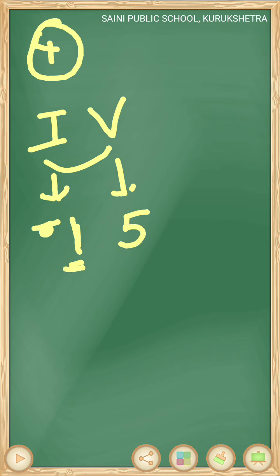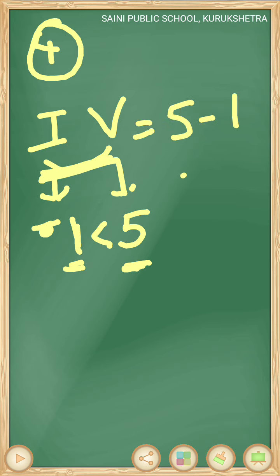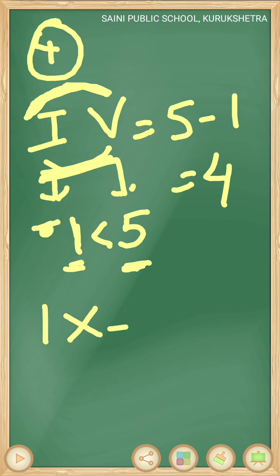1 is less than 5 and it is on the left side of 5, so its value will be subtracted. So it will become 5 minus 1 is equal to 4. So if I am writing a smaller Roman numeral to the left of a greater Roman numeral, then its value will be subtracted. In the same way, if I want to write 9, I can write like this.